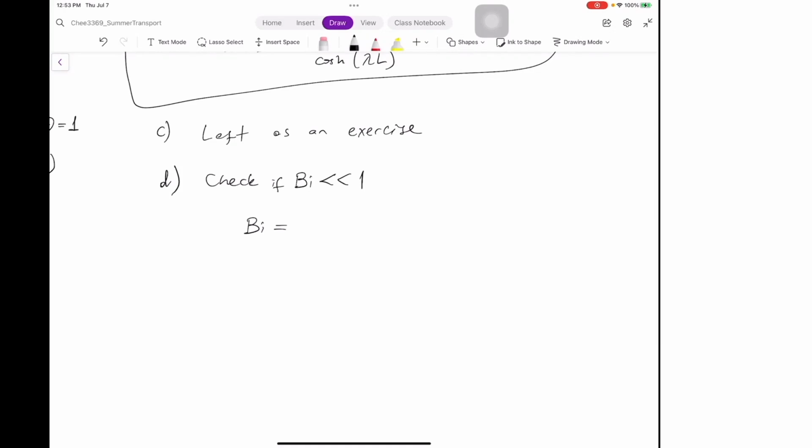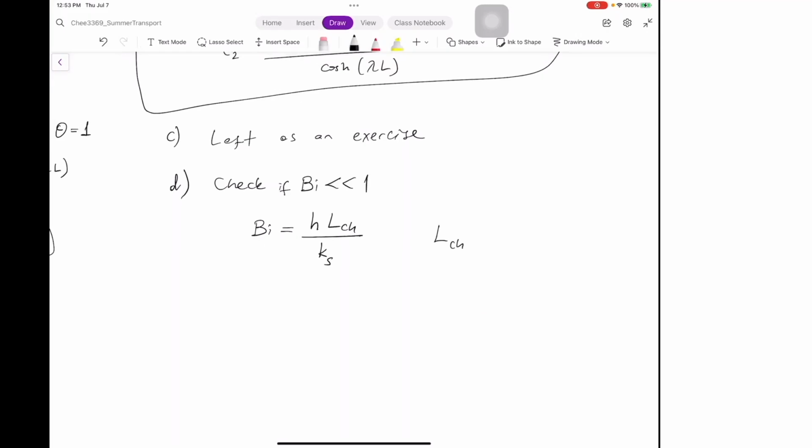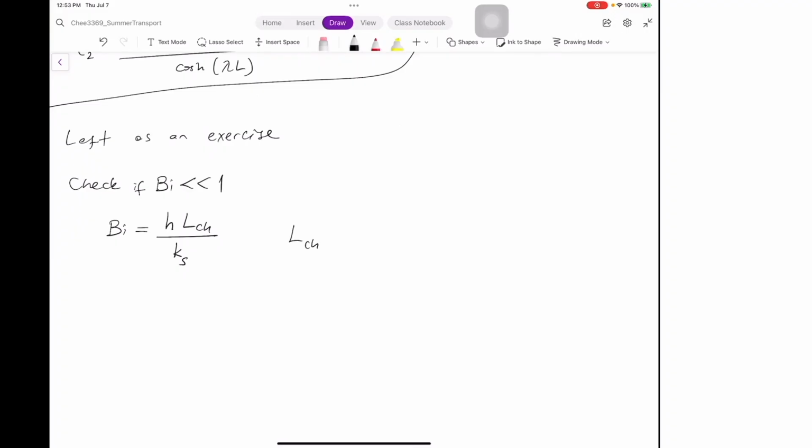which is h times L characteristic divided by the conductivity of the solid, not the fluid. If it were the fluid, it would be the Nusselt number, but we don't care about the Nusselt number now. We want to use the solid conductivity. And the L characteristic can be anything that tells us about the dimension along the radial direction, right? Because I'm not talking about the heat transfer along the z direction, but heat transfer along the r direction.